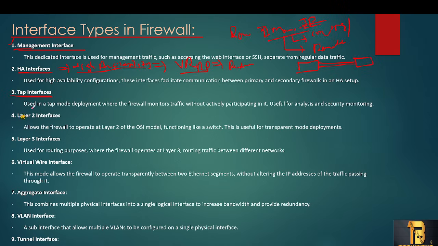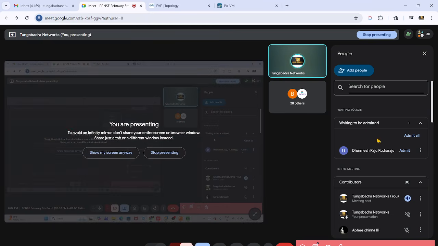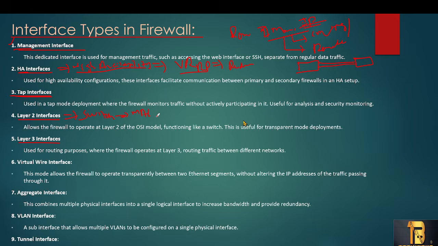Okay, and apart from tap interface we will have layer 2 and layer 3. So when we configure a specific interface as layer 2, it will work as a switch, and the forwarding of the traffic will be based upon the MAC address. It will also maintain a MAC address table, and based upon the MAC address that it is receiving, it is going to send the traffic out or block. If the MAC address is not there, it will drop the packet.